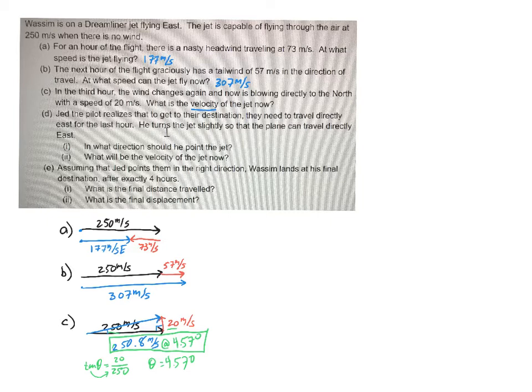All right. Now in D, it says, Jed, the pilot, realizes that to get to their destination, they need to travel directly east for the last hour. So we've gone 3 hours now. We need to go directly east for the last hour. He turns the jet slightly so that the plane can travel directly east. In what direction should he point the jet? All right, so we still have 250, right? 250 is the capability of the jet, but we're going to point it this way now.